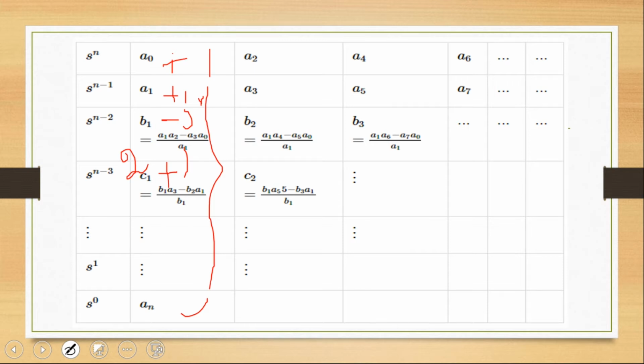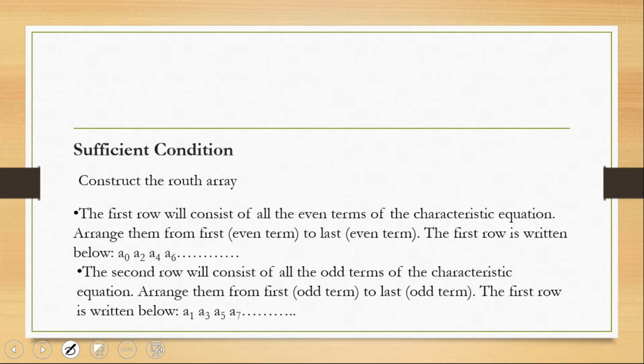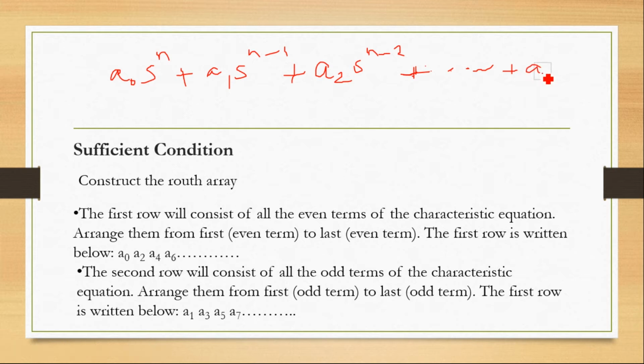Now we'll see how you are going to construct this Routh array. So we have the characteristic equation of the form a0 s to the power n plus a1 s to the power n minus 1 plus a2 s to the power n minus 2 up to an s to the power 0 equal to 0.